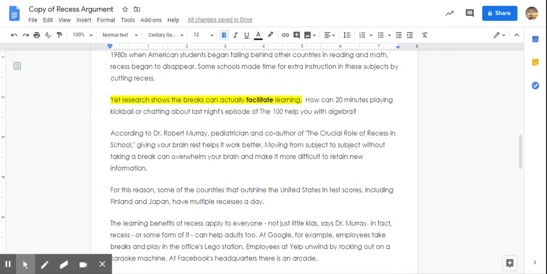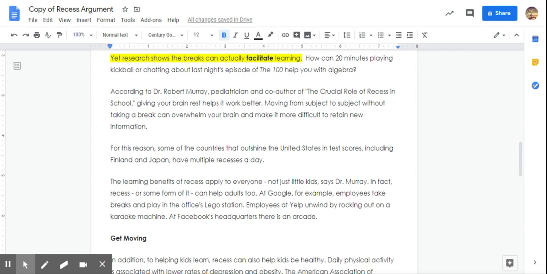Yet research shows that breaks can actually facilitate learning. This is my first, I already have it highlighted. This is my first side that yes, you should have recess because it helps you learn better. How can 20 minutes playing kickball or chatting about last night's episode of The 100 help you with algebra? According to Dr. Robert Murray, pediatrician and co-author of The Crucial Role of Recess in School, giving your brain rest helps it work better. That's a reason.